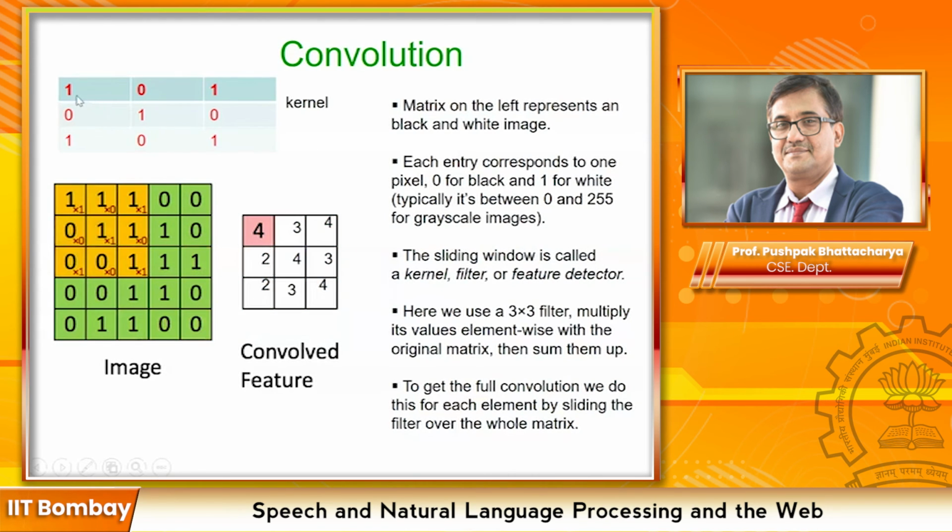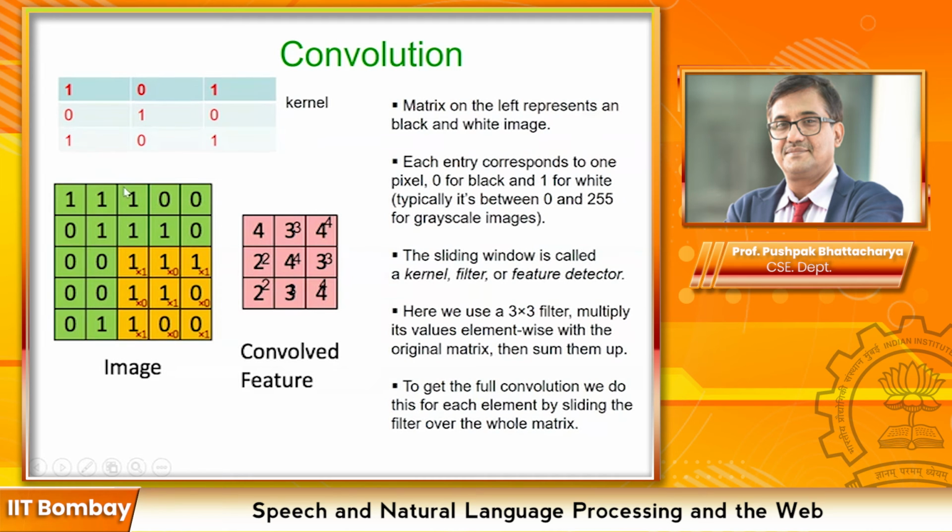So in this case, I have a 3 by 3 matrix as the kernel, where the values are 1, 0, 1, 0, 1, 0, and 1, 0, 1. Why 1, 0, 1? Depends on the problem. Now I bring this kernel and place it on top of this image, which consists of black and white pixels, black for 0, white for 1.